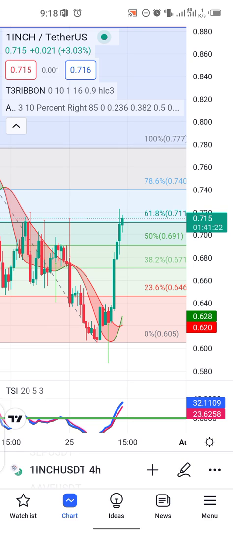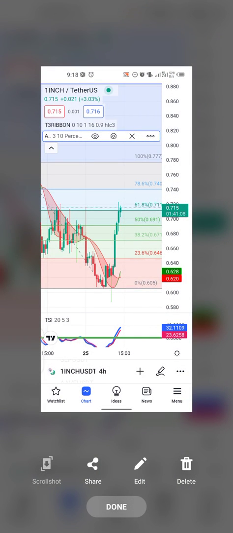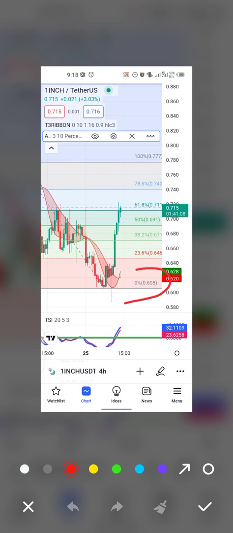Let me repeat this statement. When 0 is down and 100 is on top, like you see here very clearly, I hope you see it, it means that the previous trend, this one, was a downward trend, and now we are having an upward trend.